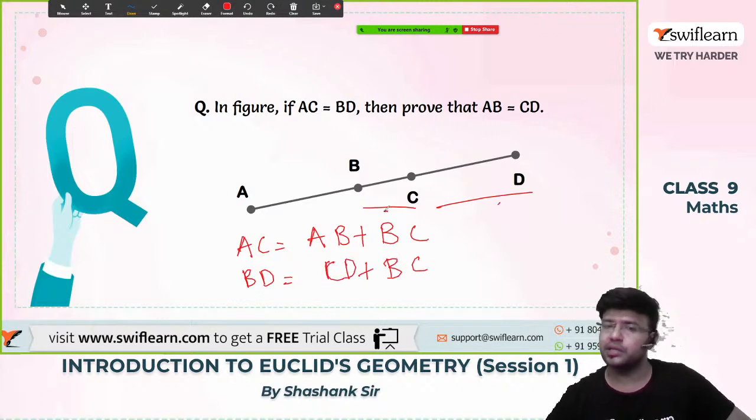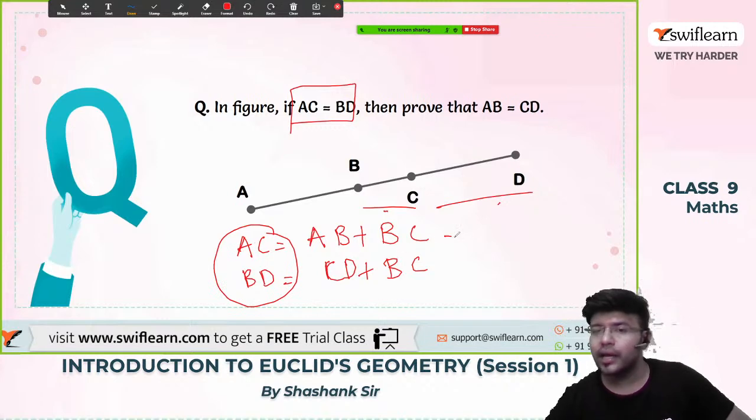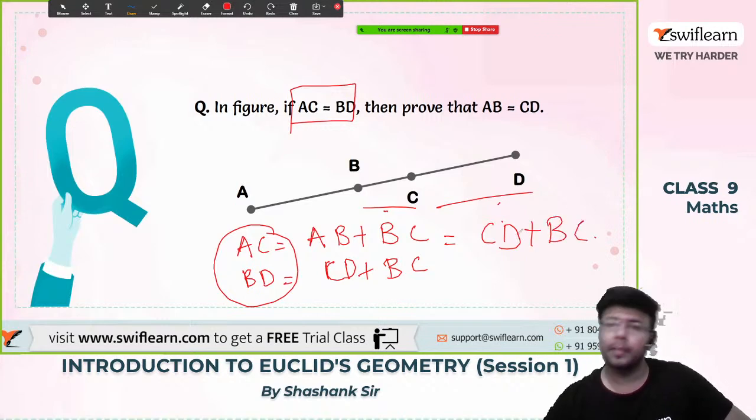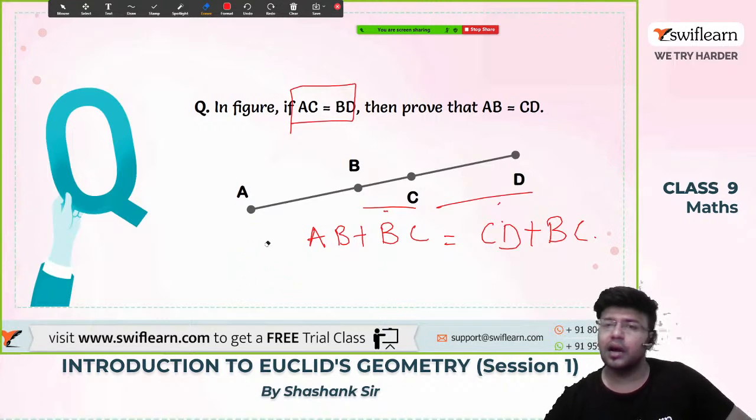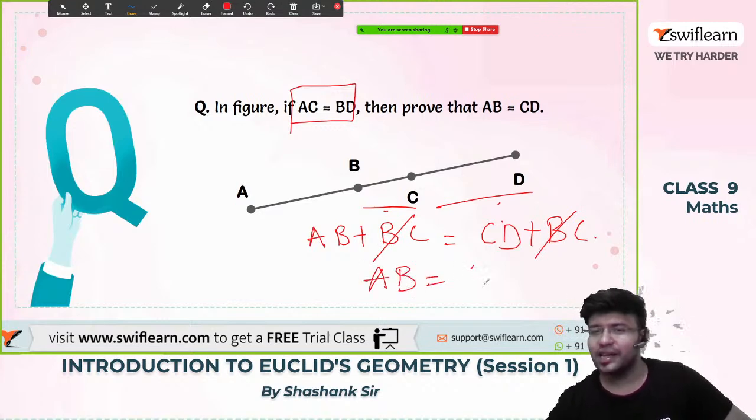CD plus BC. Now what they have told, if AC is equal to BD, ये दोनों equal है बोल दी है, equal है. So can I equate them? Yes, if they are equal, I can equate them. Okay, I can write like this. Now BC BC cancel, दोनों साइड BC cancel कर दो. What we get? We get AB is equal to CD.